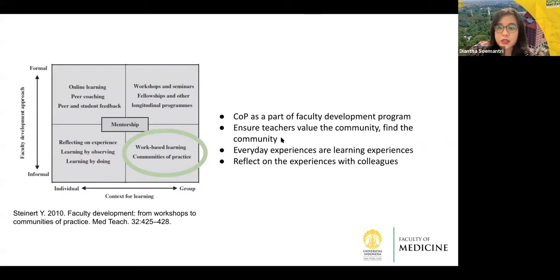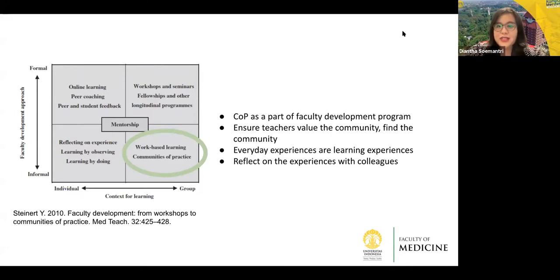And we have to ensure that teachers value and find the community. They can find the community, they can develop the community and they value the community and learn from the community and then apply it into their practice. And this notion is very aligned with the reality that we learn from everyday experience, our learning experience. And it is always good if we can reflect on the experience together with our colleagues in the COP.